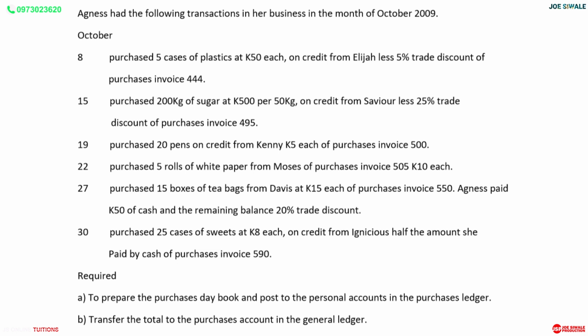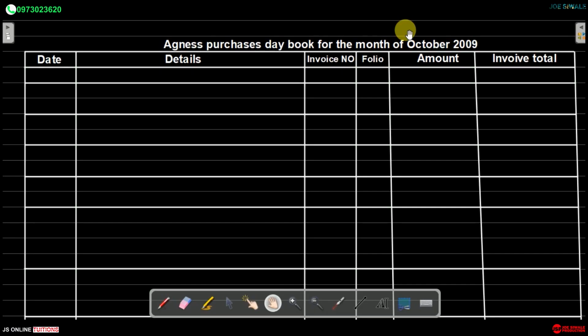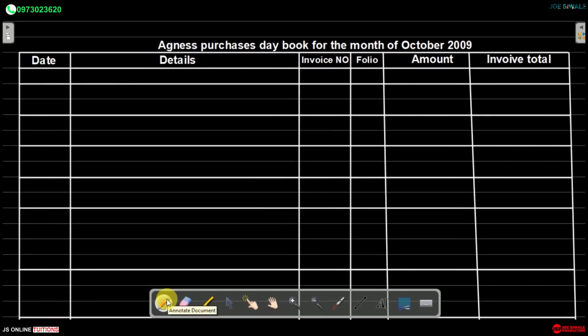So we are going to start with A, and for us to prepare the purchases daybook, we know that the first thing that we must do is to write down the title. So we are going to have the title, and it's going to read Agnes Purchases Daybook for the month of October for the year 2009. So that's the first thing that we are going to do. And since we have done that, we can write down our year there. We know that the year is 2009. Then we can put our kwacha there to just signify the currency that we are having in the question.